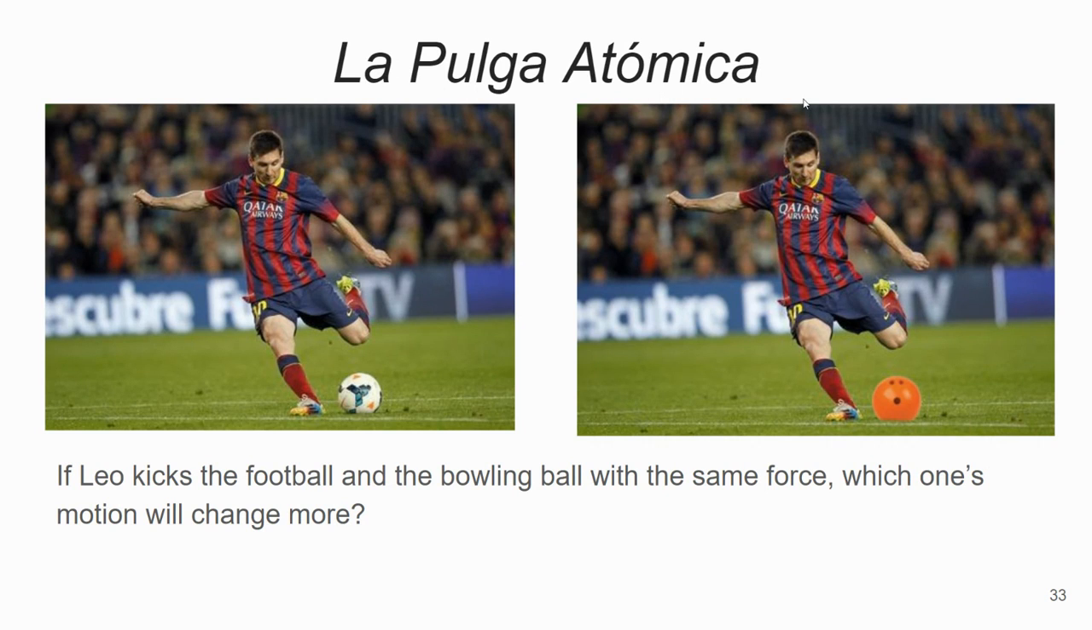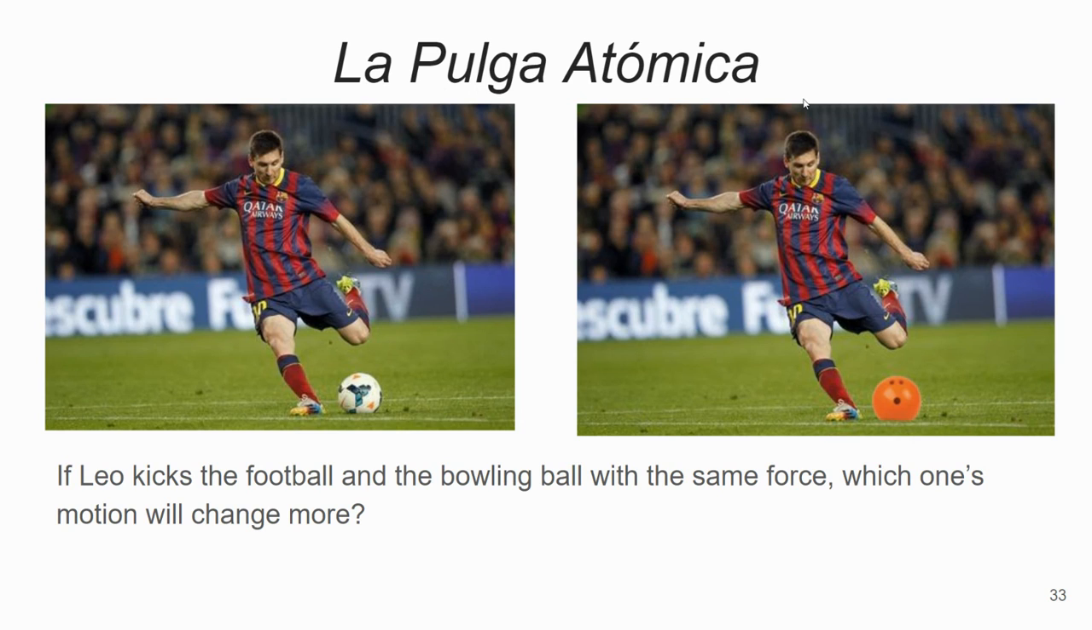So here is La Pulga Atomica, the atomic flea. This is Leo Messi, a fairly short person for one of the most famous athletes in the world. So Leo is going to kick the football on the left. You Americans would call this a soccer ball. Most of the world would call this a football. And on the right, he's going to kick a bowling ball with the same amount of force. So which one's motion will change more?